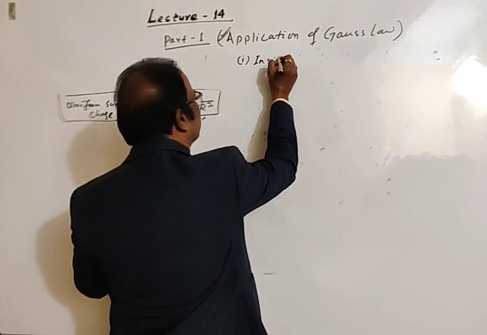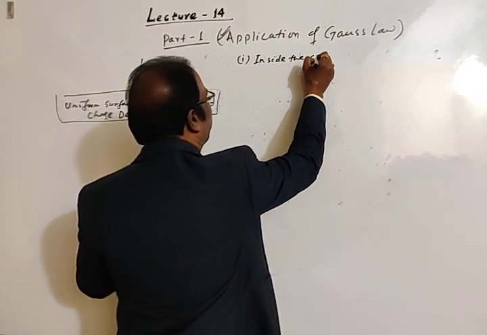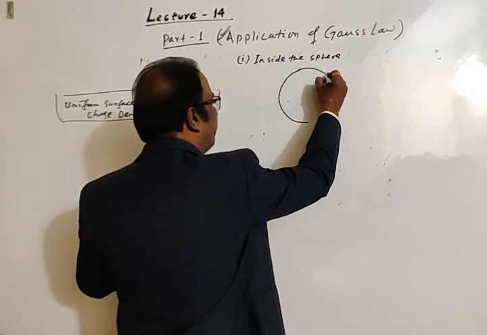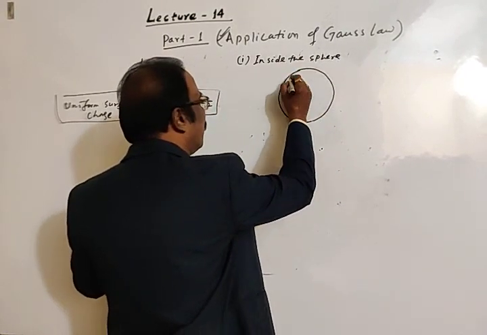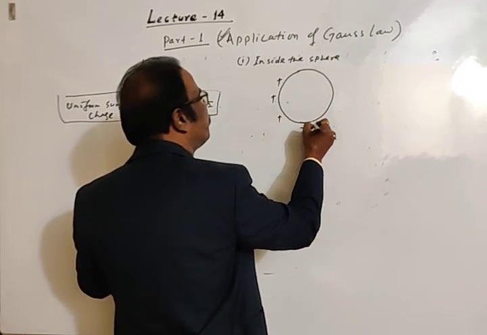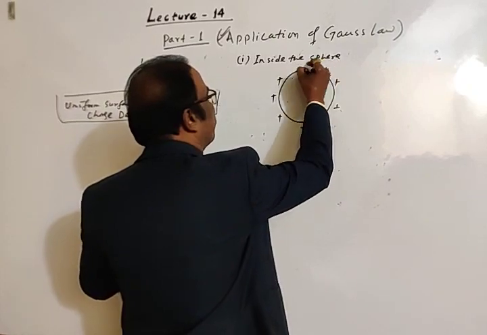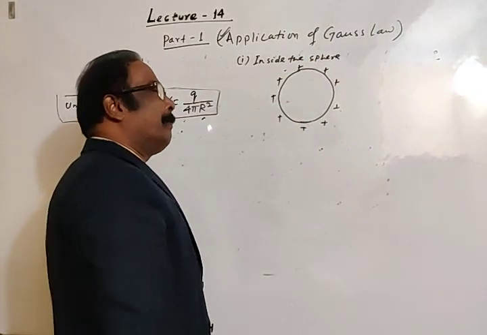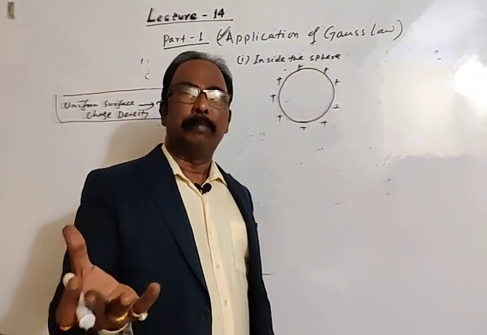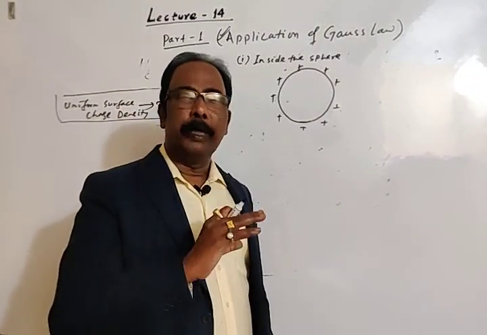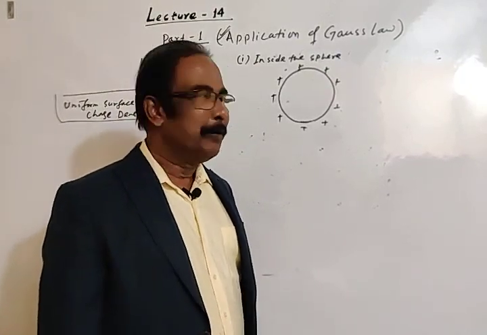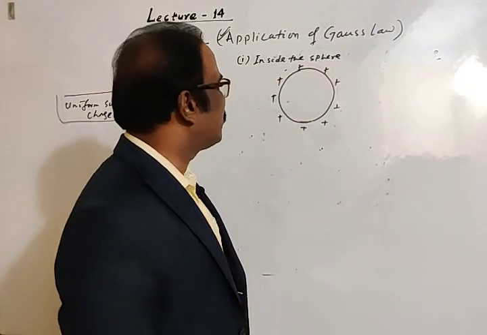Number 1, first case, inside the sphere. See, this is the sphere, may be solid conducting sphere or may be thin spherical shell. See students, whole charge is distributed on the surface. So I have already discussed to use Gauss law. First thing is we have to assume a Gaussian surface which must enclose charge. The first case is inside the sphere.